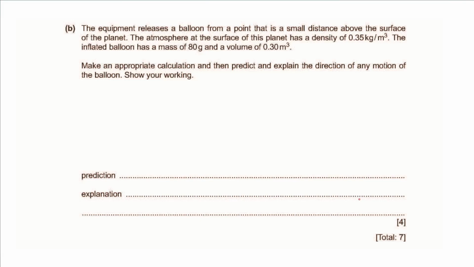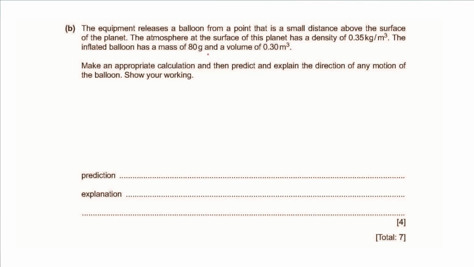Part B says the equipment releases a balloon from a point that is a small distance above the surface of the planet. The atmosphere at the surface of this planet has a density of 0.35 kilograms per meter cubed. The inflated balloon has a mass of 80 grams and a volume of 0.30 meters cubed. Make an appropriate calculation and then predict and explain the direction of any motion of the balloon, whether it falls or it rises or floats.